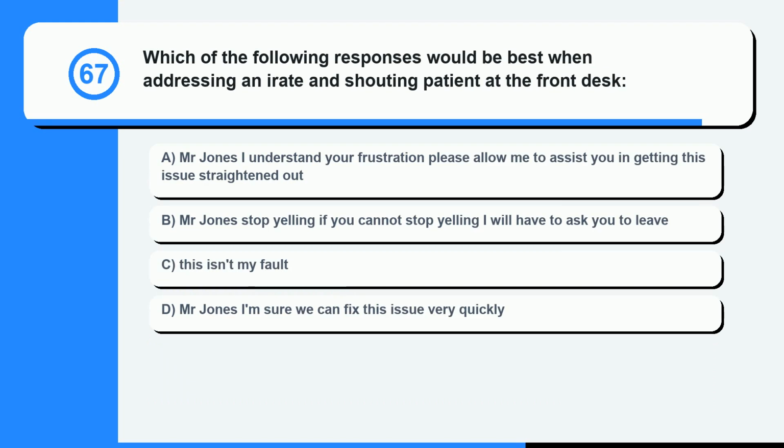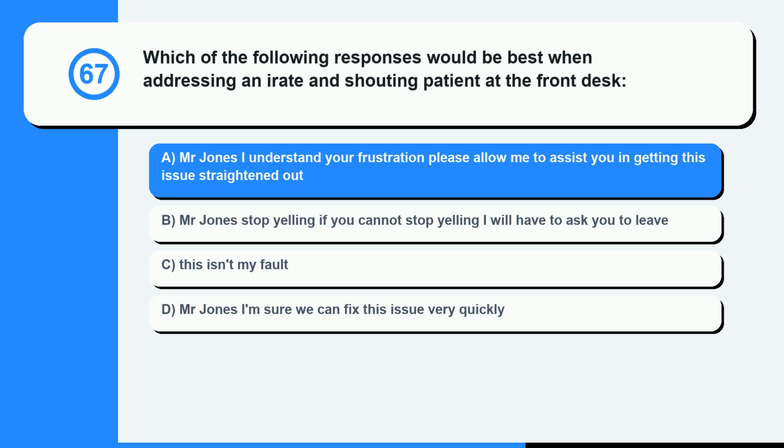Question 64. As a rule of social acceptance, what is the maximum number of times a telephone should be allowed to ring in most cases? A. 3. B. 5. C. 7. Or D. 1. The correct answer is A. 3. In a professional medical setting, the standard etiquette is to answer the phone by the third ring. This shows efficiency and respect for the caller's time.